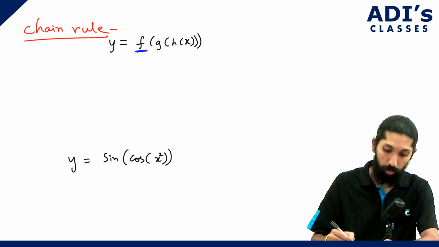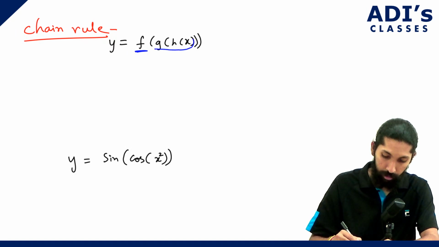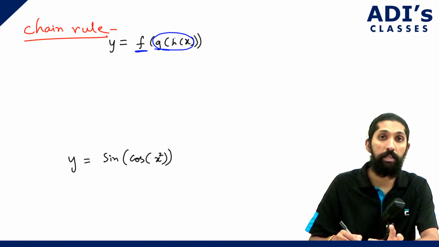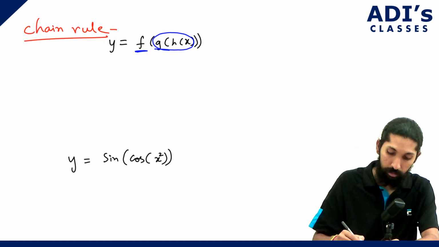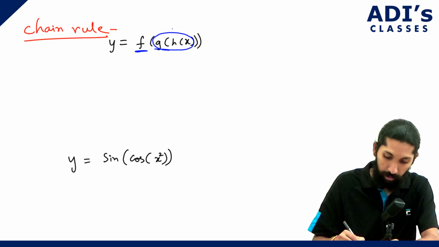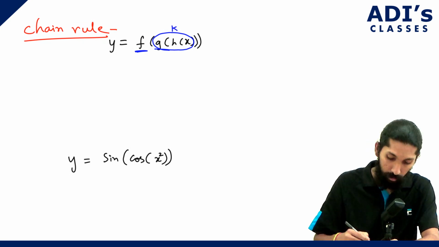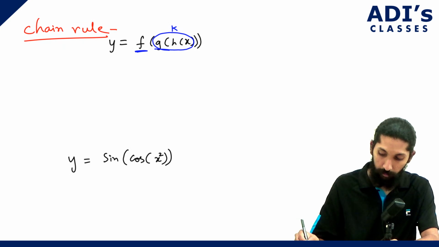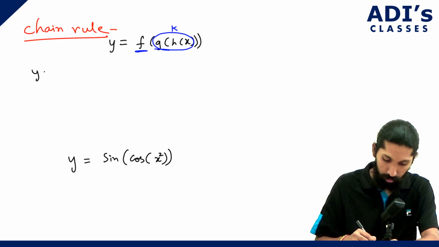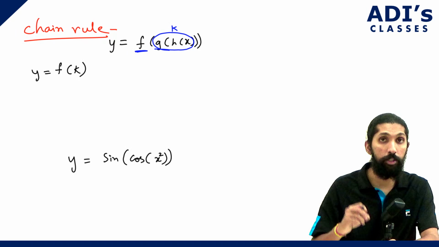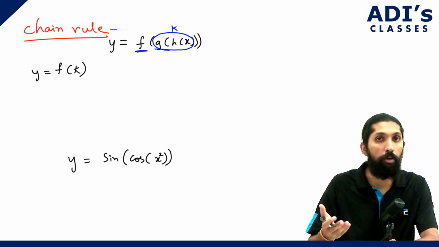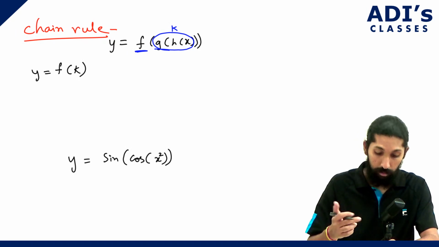Okay. So now what you can do, see this g of h of x. Let's call this as some other variable. Let's call this as, let's say, k. Now what do we have? We have y is equal to f of k, correct? But what is k? g of h of x. It's a composite function, isn't it?